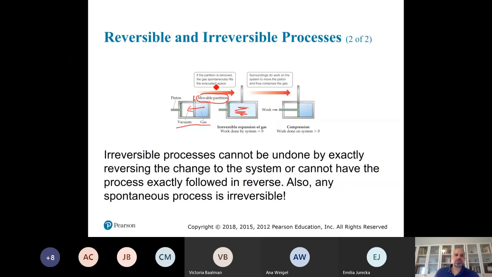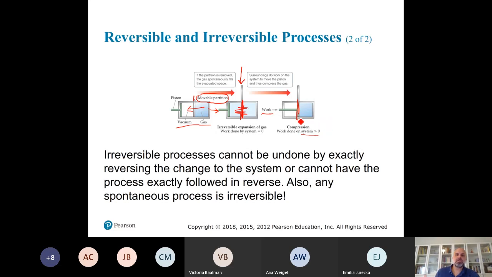So when the gas spontaneously fills the entire chamber, this is not reversible, right? If we push this partition back down into the chamber and reseal it, we're not going to reverse the process. This is irreversible. This is what we're talking about here. What we can do, though, is place pressure or do work on the system by pushing in on this piston. And when we move the piston up to the point here and compress the gas back to its halfway point, we've done work on the system. The surroundings has done work on the system, and the system is now going to have a greater than zero change in energy, right?